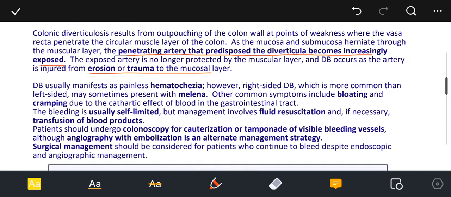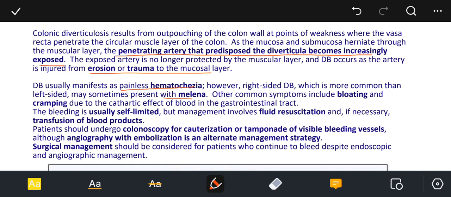The diverticular bleeding usually manifests as painless hematochezia. However, right-sided diverticular bleeding, which is more common than left-sided, may sometimes present with melena. Why melena? Because the blood has to cover a longer distance in comparison to left-sided diverticular bleeding. So that is why it can present with melena.